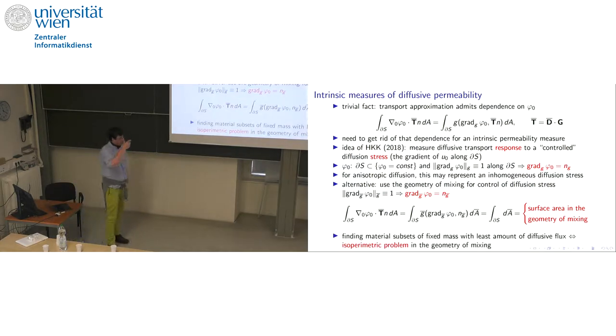So the conclusion is, if you are about to formulate the following problem, find material subsets of the fluid domain with a given mass that have the least amount of diffusive flux, then this is exactly the isoperimetric problem in that weird geometry. So the first order flux with this slightly different normalization requirement leads to a very classic geometric problem of surfaces.